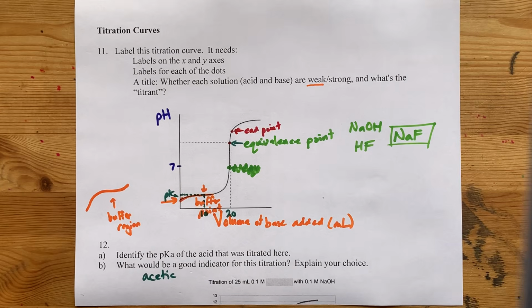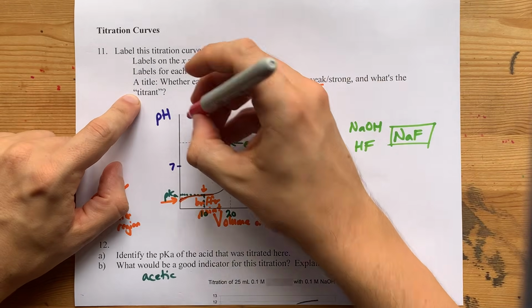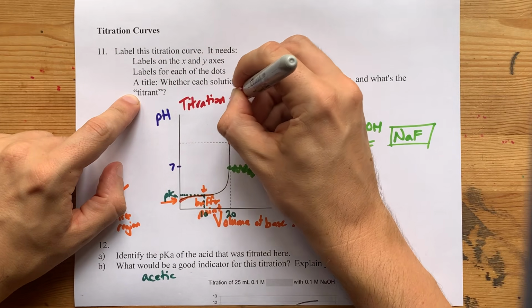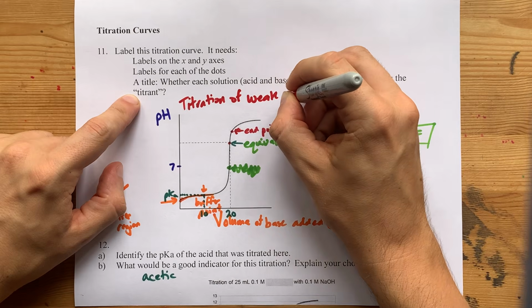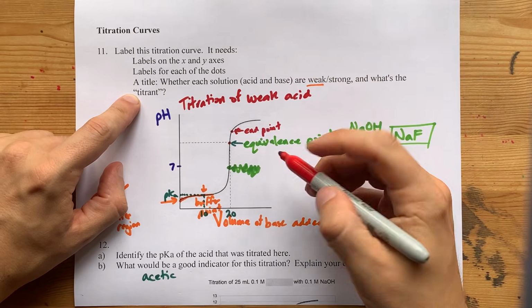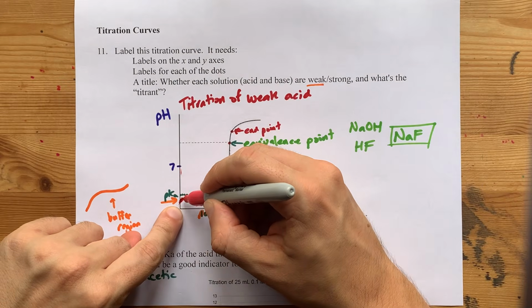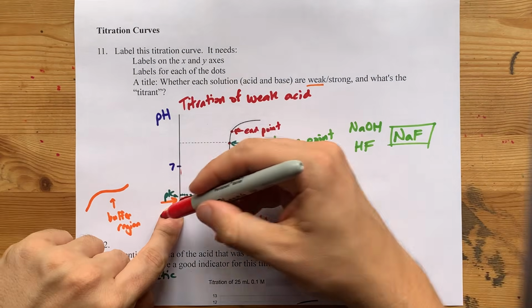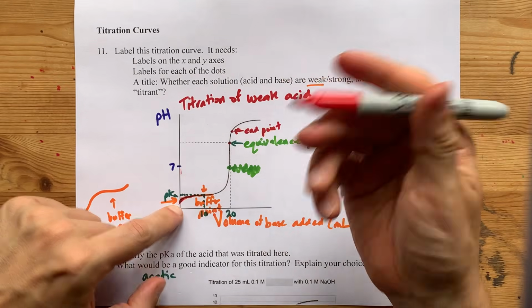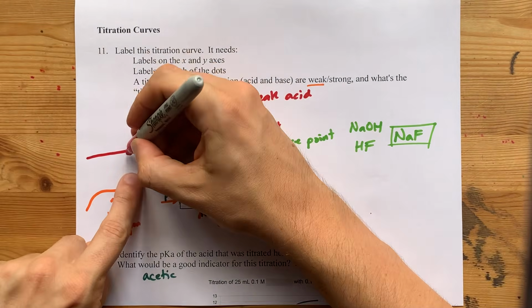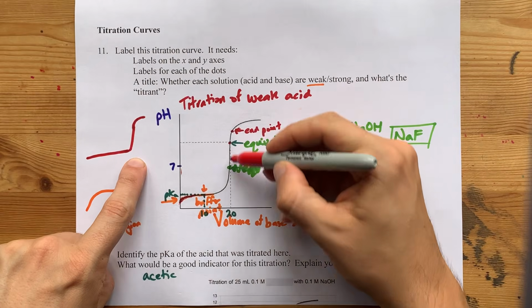There you go. So the last thing I want to point out here is that you are starting with a weak acid, and I know that because you are below 7 to start and you have this little S-shaped thing. That's how I know it's weak. By the way, if it was strong, it would just rise up with a straight line and then do its thing like that.